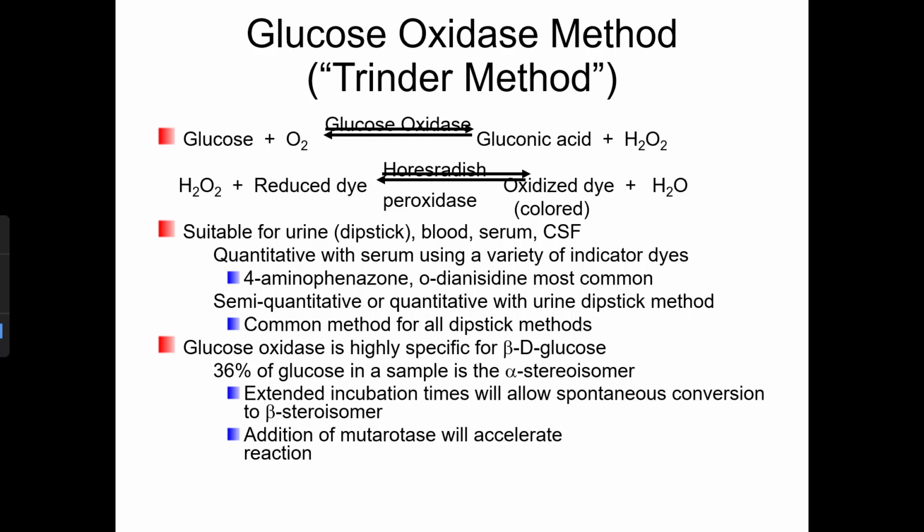Glucose oxidase is highly specific for beta-D-glucose. 36% of glucose in a sample is the alpha stereoisomer. Extended incubation times will allow spontaneous conversion up to the beta stereoisomer. Addition of mutarotase will accelerate the reaction.